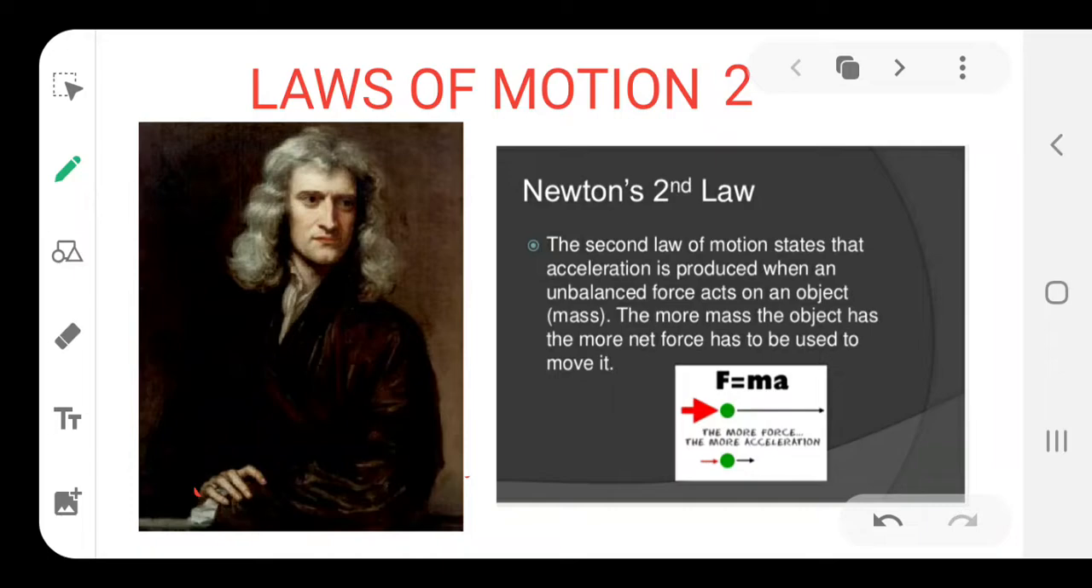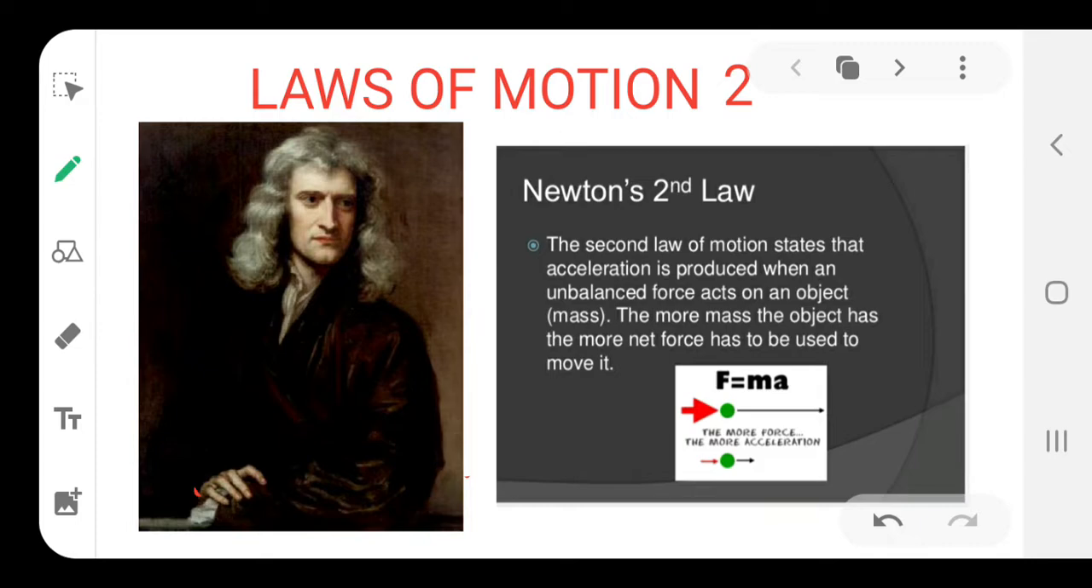Today we are going to study, as you can see on the screen, laws of motion. That is, we are going to study Newton's second law. Before you proceed in this tutorial, please run through the first tutorial and then come to this tutorial, okay? That gives you a link between what we are going to study now.